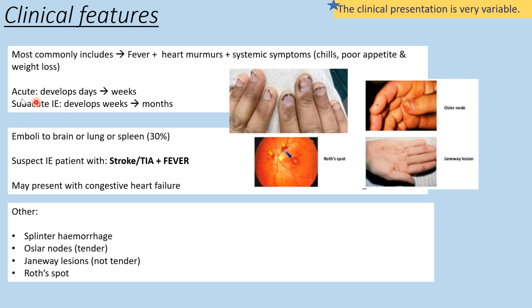This infective endocarditis could be acute, which develops in days to weeks, or subacute, weeks to months. In 30%, there could be emboli to the brain, to the lung, or to the spleen. If it goes to the brain, it can cause stroke or a TIA. So if you see a patient with stroke symptoms and fever, then you're thinking, oh, could that be infective endocarditis? Very big hint. Fever and stroke or TIA symptoms.